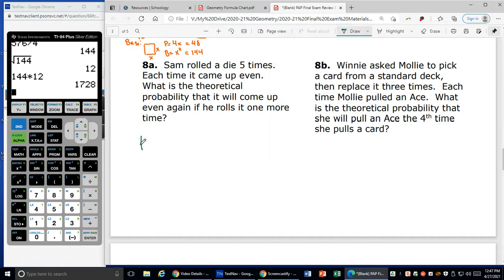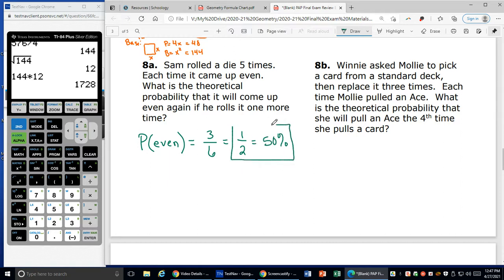So what that means is if I'm trying to find the probability of rolling an even number the first time I roll, or the 10th time, or the 7th time, or the 6th time, it's always the same because there are always 3 even numbers on that die, 2, 4, and 6. There are always 6 total numbers on that die. So it's always going to be 1 out of 2 rolls should be an even number, which is 50%.